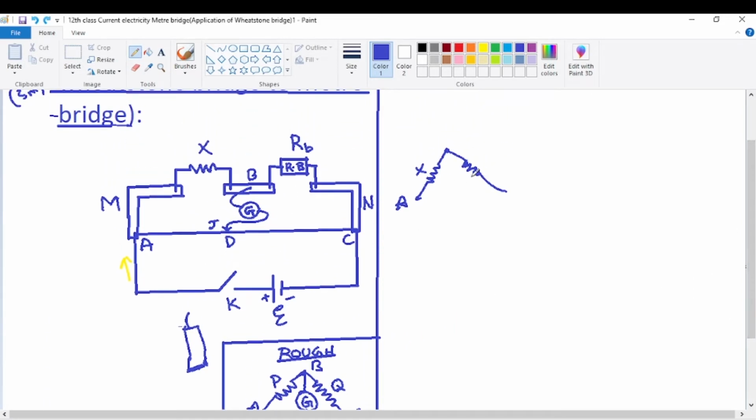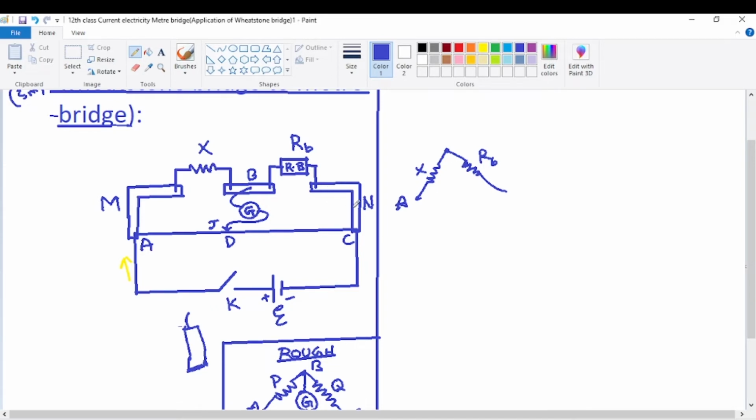So now, in the same diagram, the right end of the unknown resistance X is as if it's directly connected to the left end of the known resistance RB. So the right end of the unknown resistance X, this is the right end, it's directly connected to the left end of the known resistance RB. This way it's connected. So whatever things we are seeing here are simple, nowhere is any complication there.